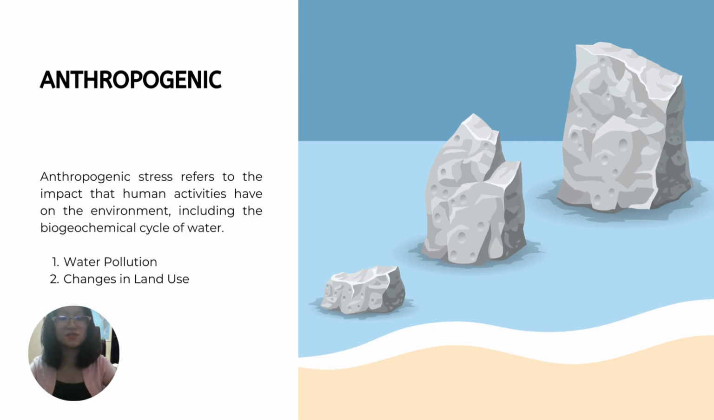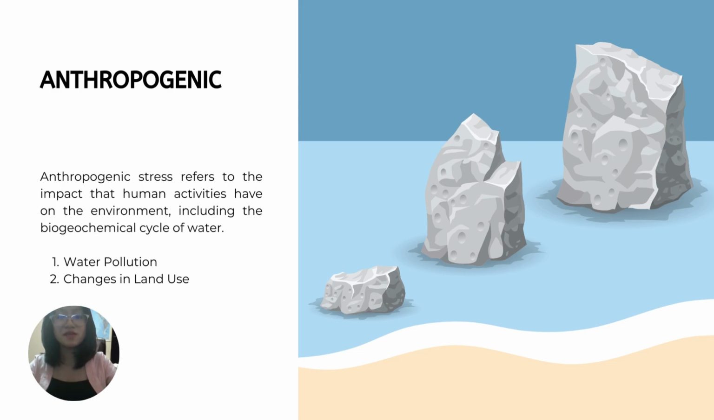Anthropogenic stress refers to the impact that human activities have on the environment, including the biogeochemical cycle of water. Human activities such as agriculture, industry, and urbanization have led to significant changes in the water cycle, including increased water pollution, depletion of groundwater resources, and changes in climate patterns such as increased temperatures and altered precipitation patterns. These changes have had a profound impact on the ecosystems and communities that depend on water resources for survival.